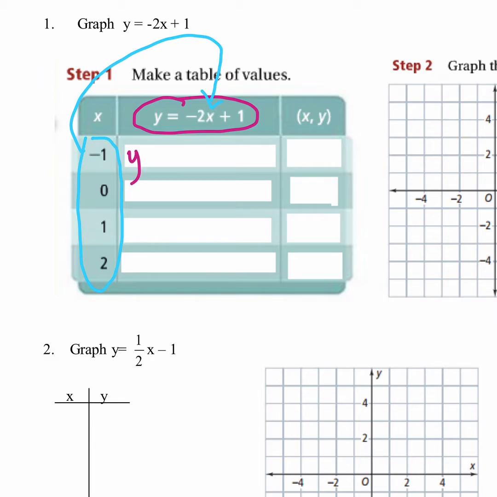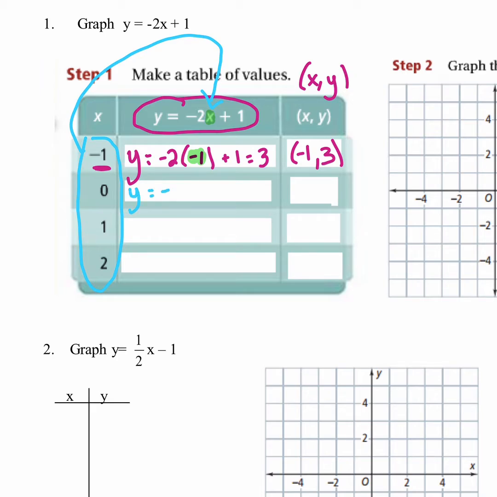So the first one, y equals -2 times -1 plus 1. Again, I'm just replacing the x with -1. When you simplify that, you get 3. So that is the y value. That means your ordered pair is -1, comma 3. Okay, keep in mind ordered pairs always go x, comma y. They go in alphabetical order.